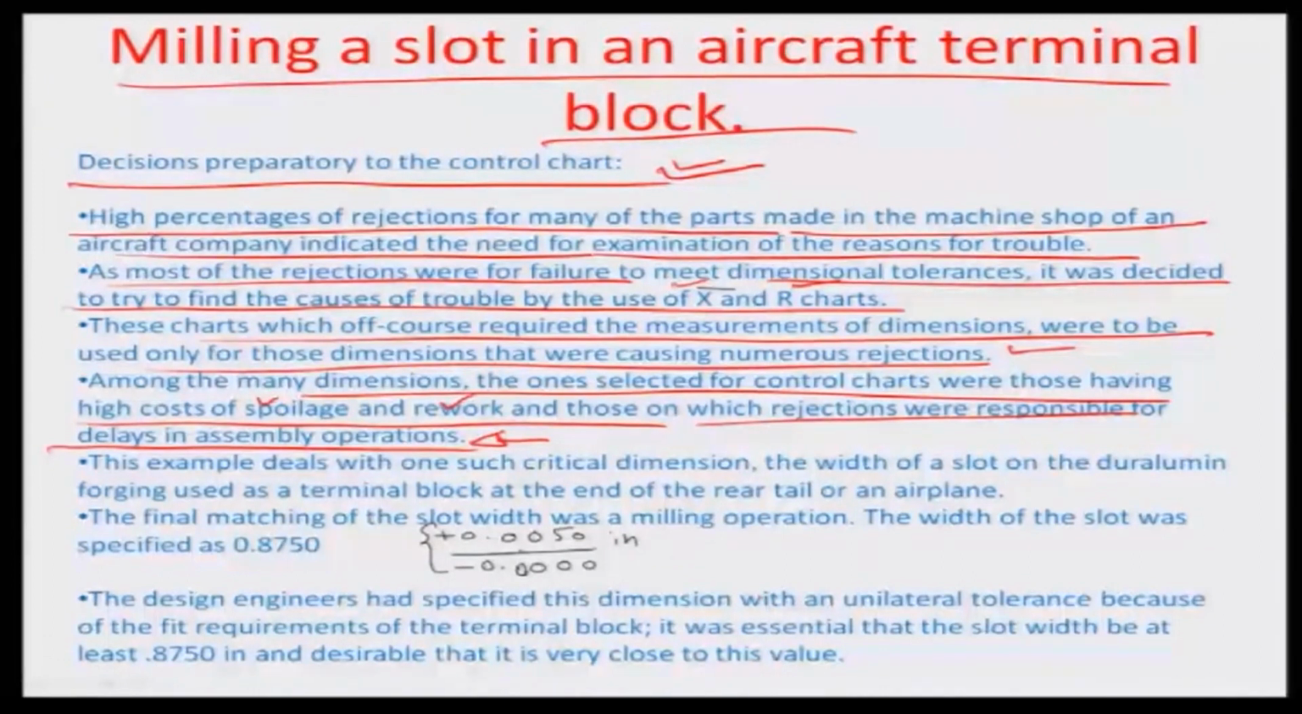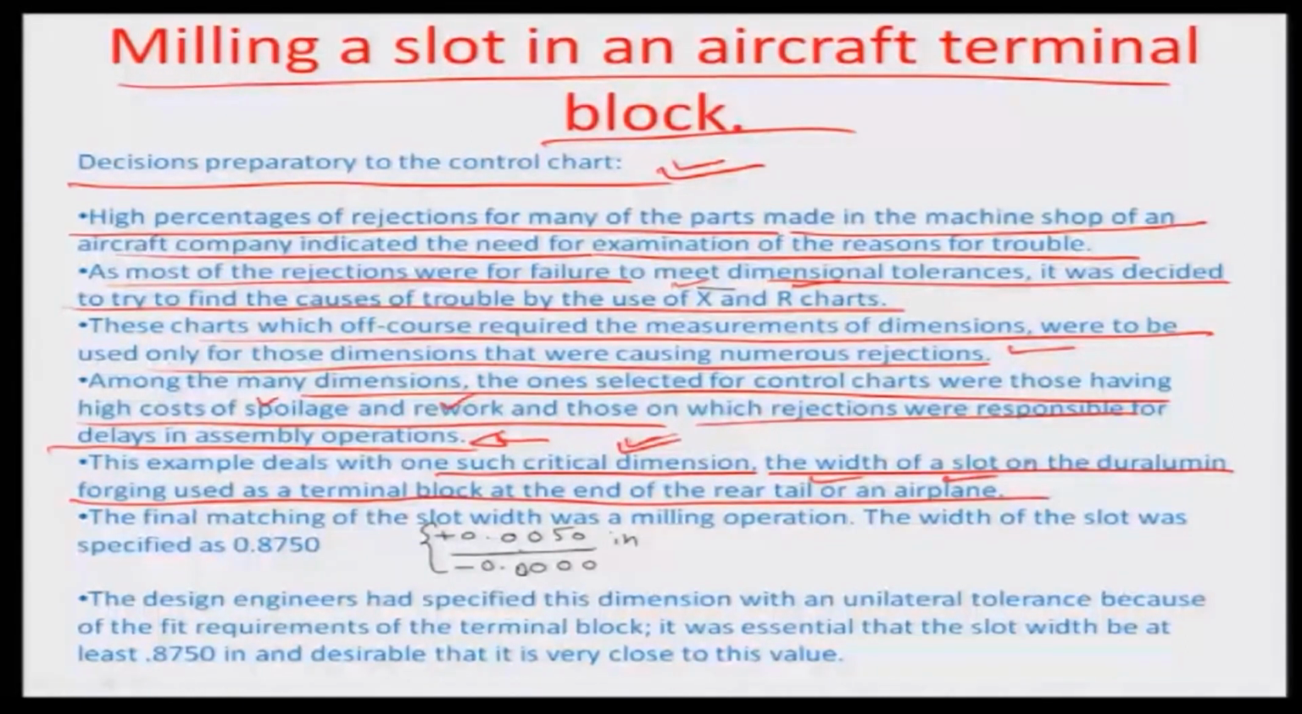And so one critical dimension was isolated to be of very important nature, and that was the width of a slot on the duralumin forging used as a terminal block at the end of the rear tail of an airplane. The final machining of the slot width was a milling operation, and the width of the slot was specified to be 0.8750 inches mean, and then the specification limits said that it has to be within plus 0.0050 inches and minus 0.000 inches. So that is about the way this example was envisioned.